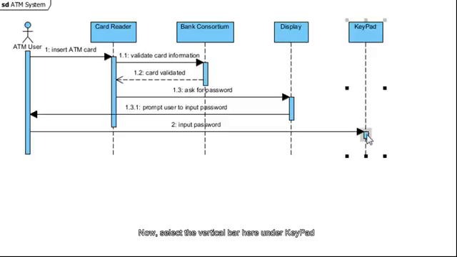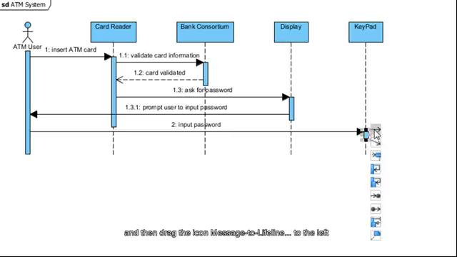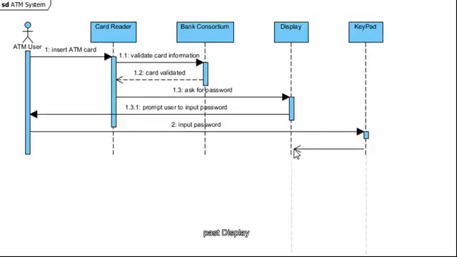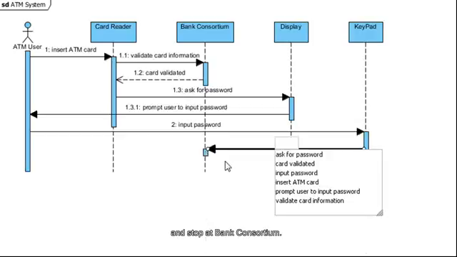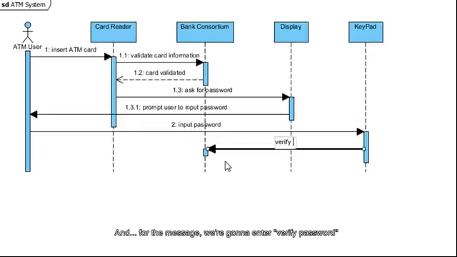Now select the vertical bar here under keypad, and then drag the icon message to lifeline to the left, pass display, and stop at Bank Consortium. And for the message we're going to enter verify password. Press enter. Now after this message, the Bank Consortium will send a return message back to the keypad.